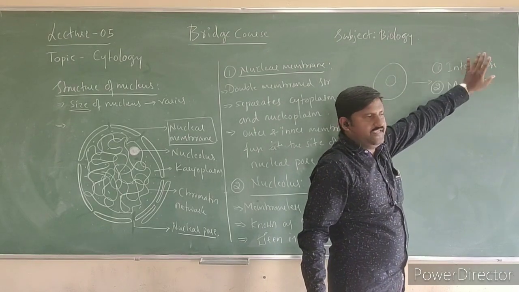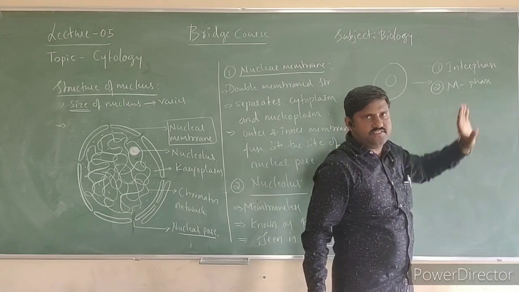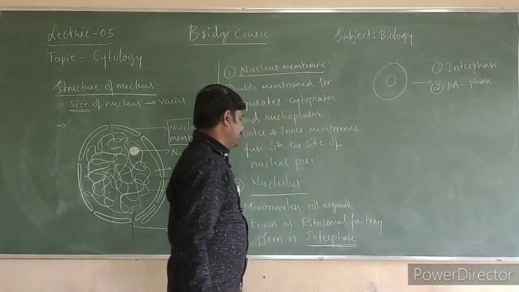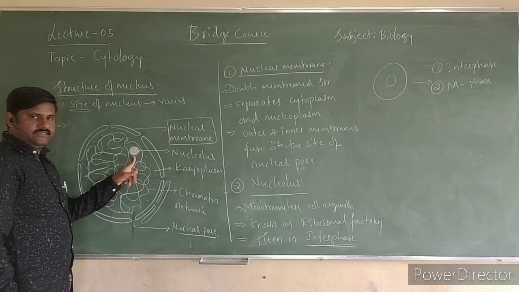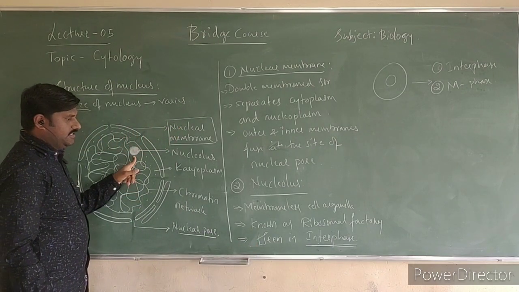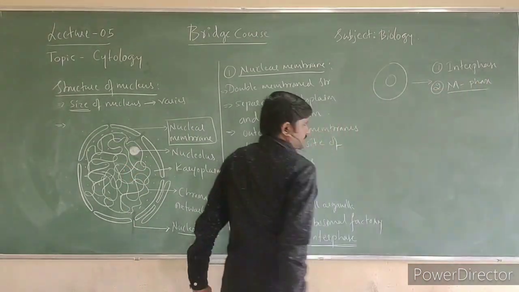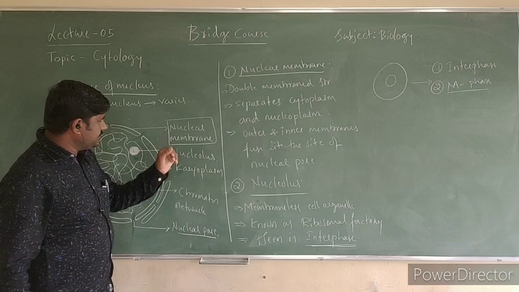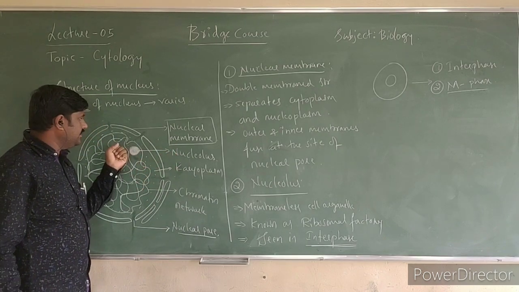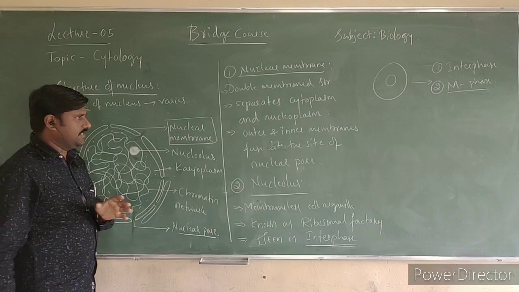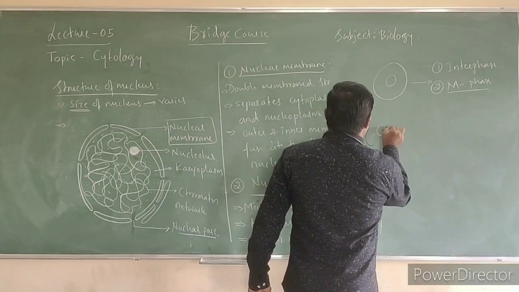Interphase as well as M phase are the two phases that we come across, right? But this nucleolus usually disappears during M phase, right? It disappears during M phase, meaning during cell division it disappears, right? So this is nucleolus.